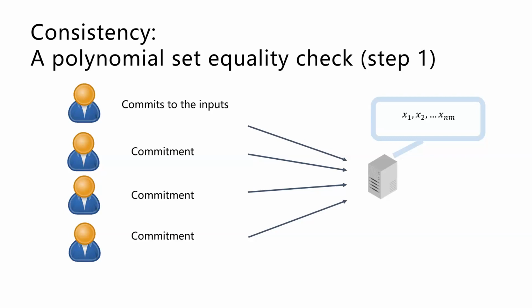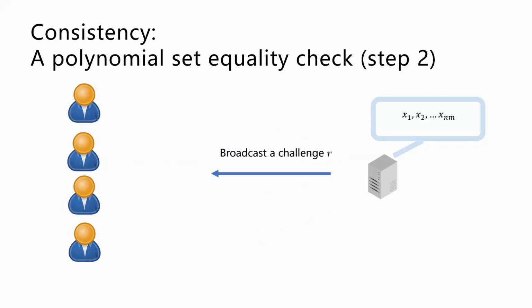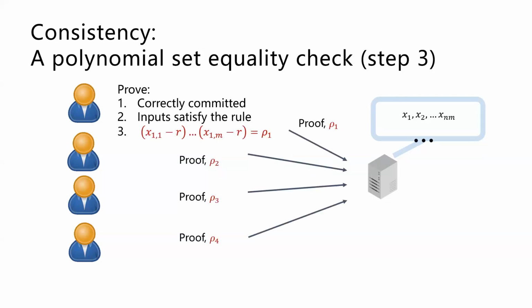Here's how it works. First, every client commits to their inputs, and we assume the commitment leaks no information. They first send the commitment to the server, and then the server broadcasts a challenge R to the client. This challenge R is basically just a number. Then the client is going to generate a proof. Now the proof gets more complicated. It contains three parts.